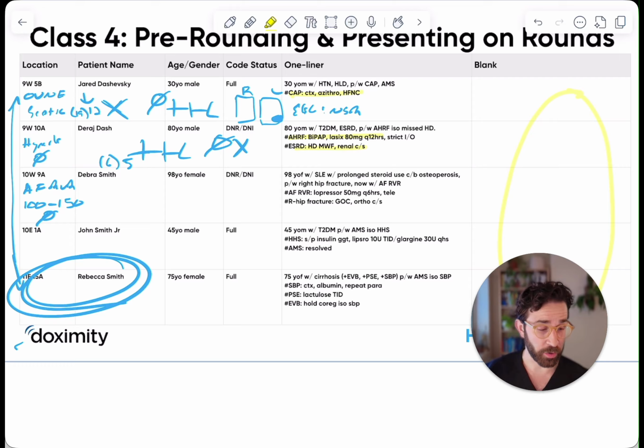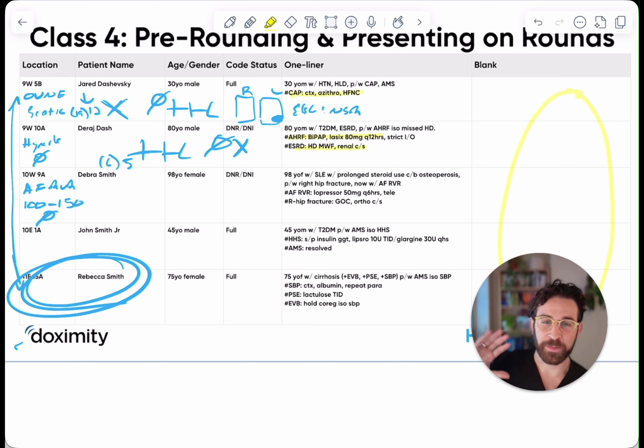So on the first day of the rotation, I am usually totally okay as the senior resident with you giving the one-liner for each and every patient. And then after that first day, we all know the patients. We've all seen them. We all know what's going on. And then you can drop the one-liner and just talk about overnight events, subjective data, objective data, assessment and plan.